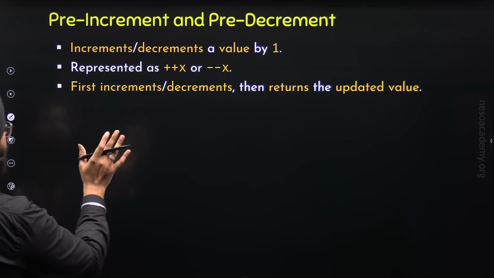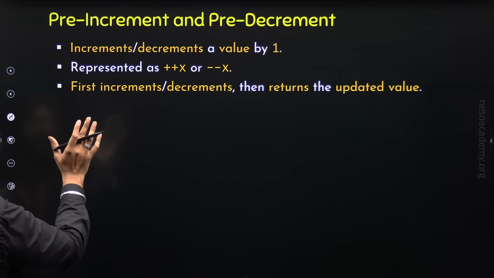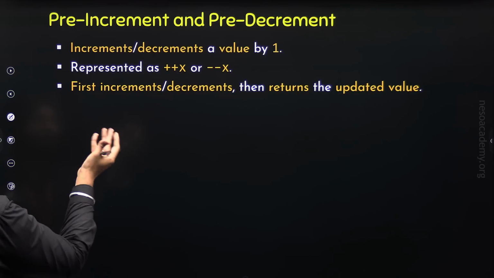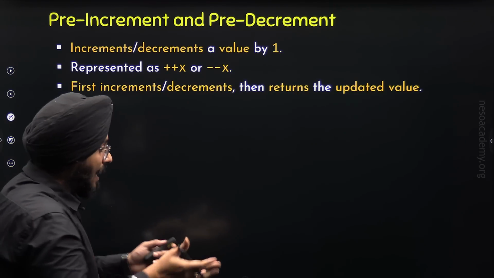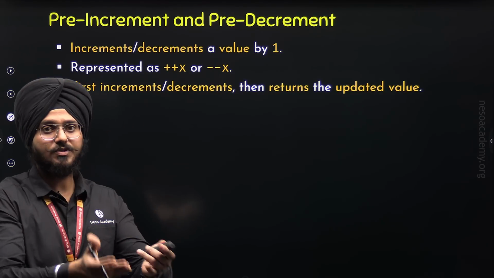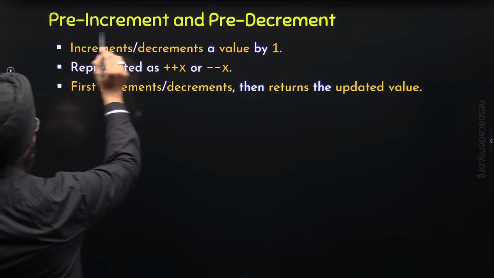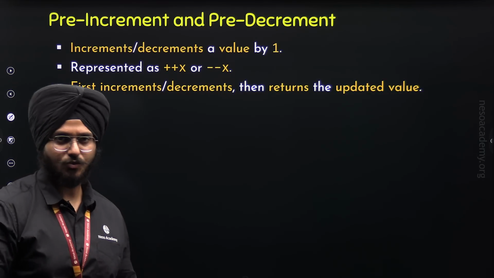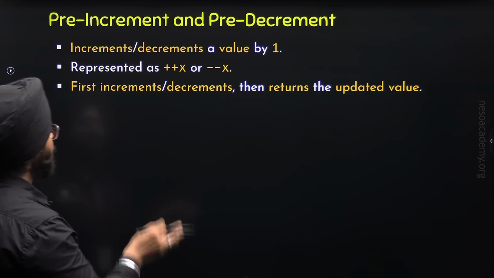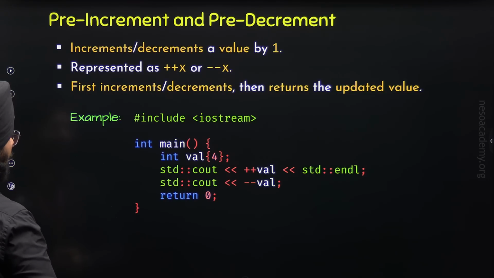Now, how does this point justify that these operators are called pre-increment and pre-decrement? Why are they called so? This is because the increment or decrement happens before the value is returned. Because of this, we call these operators pre-increment and pre-decrement operators. I hope this is clear to you. Now, let me justify these points and make you understand them better with the help of an example program.